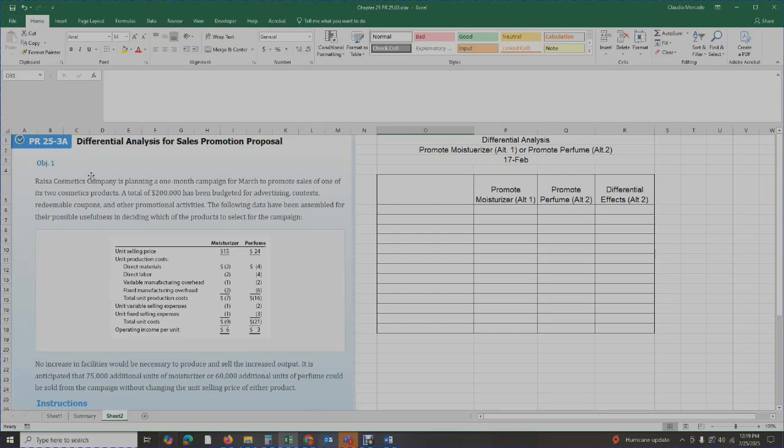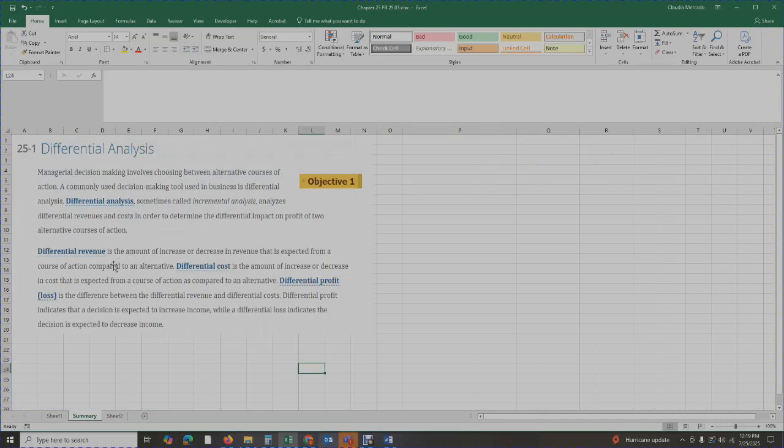Okay. Now, before we begin on differential analysis, make sure that you do read the section dealing with differential analysis on your ebook. Differential analysis is sometimes called incremental analysis. It analyzes differential revenues and costs in order to determine the differential impact on profit of the two alternative courses of action, and then based on that, you make a decision.